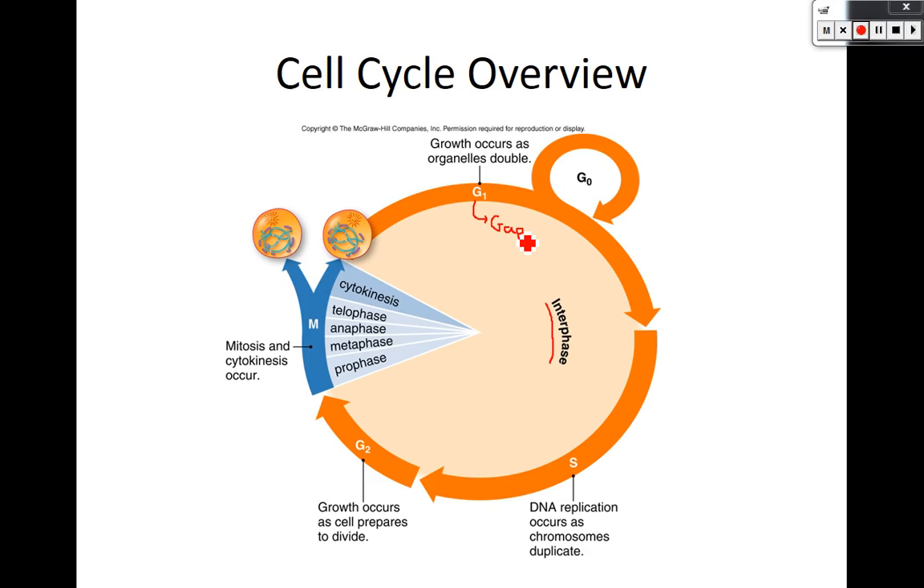So we're going to skip G0 for a moment. We'll get to G0 in just a minute. But gap 1 is where the cell is growing.